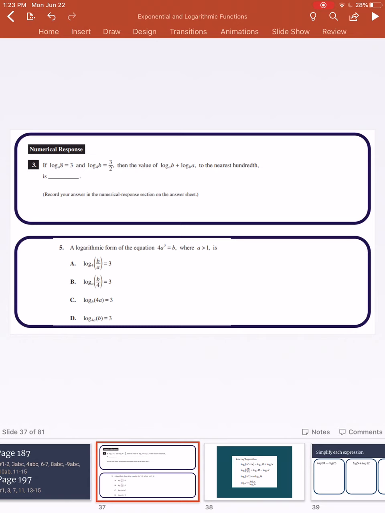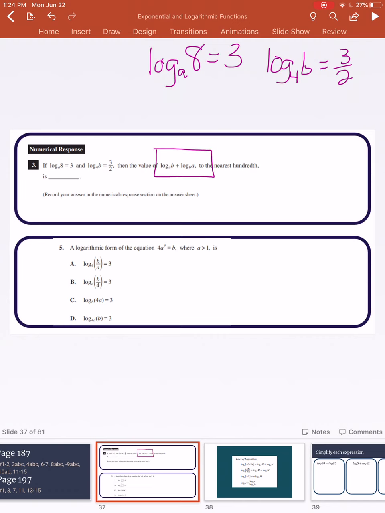So to start with, numeric response 3, we know that log with a base of a and an argument of 8 equals 3. And we also know log with a base of 4 and an argument of b equals 3 over 2. Then it asks for the value of log_a b plus log_b a. So the first step is we need to figure out what a and b equal. We need to find the numerical value for those two variables.